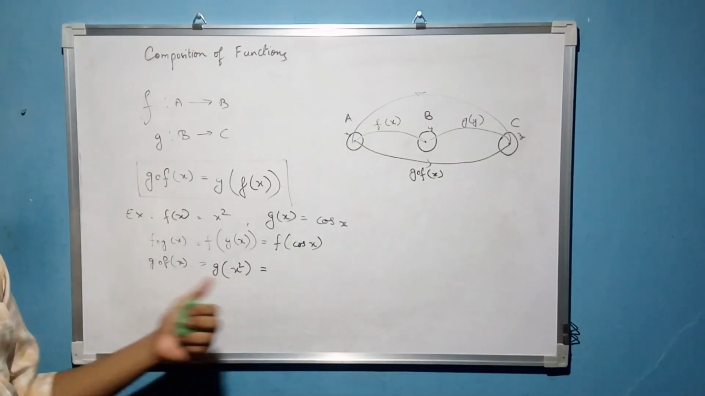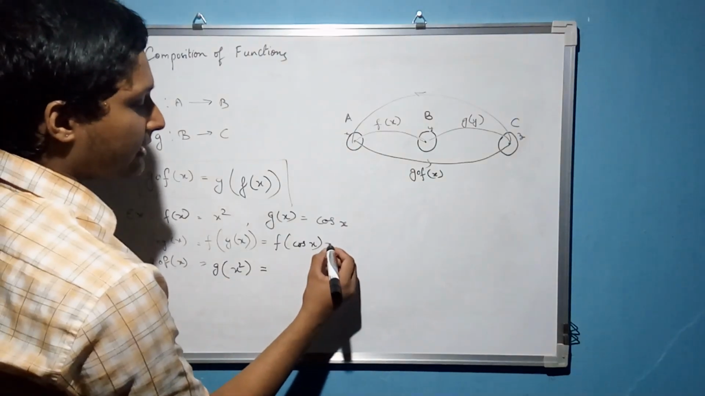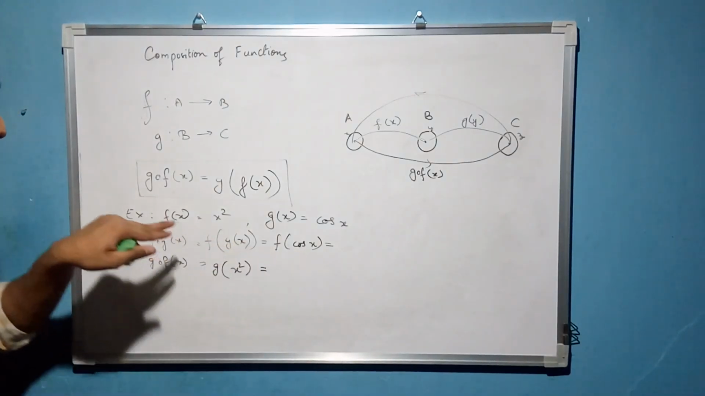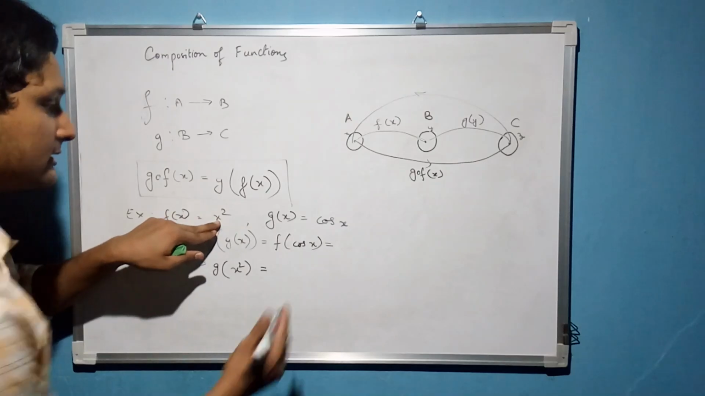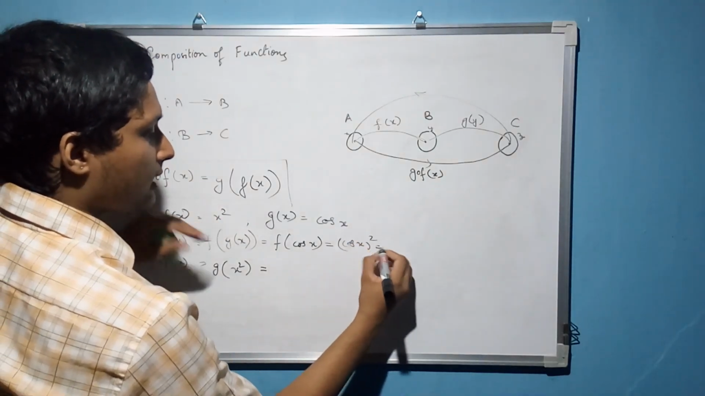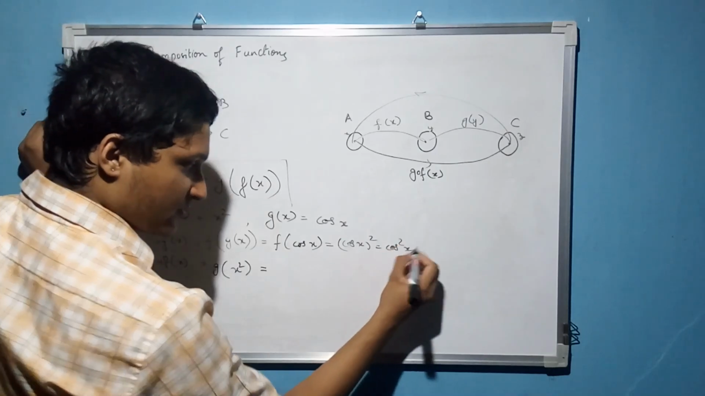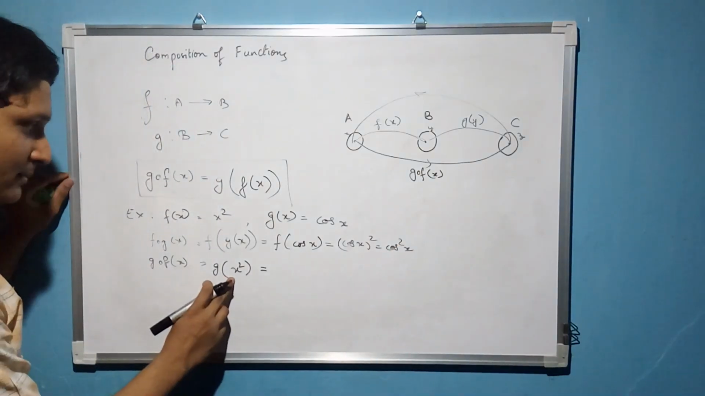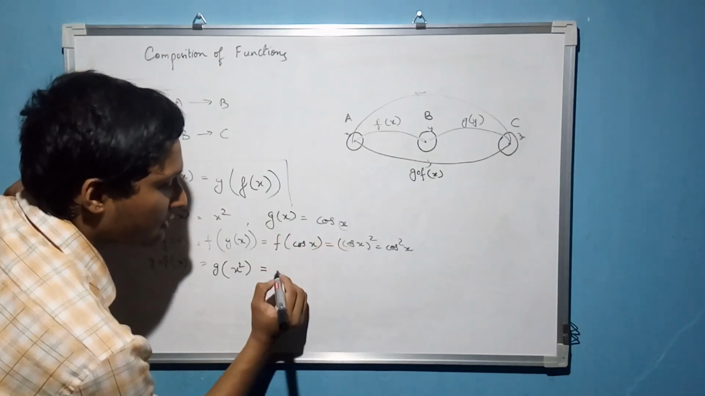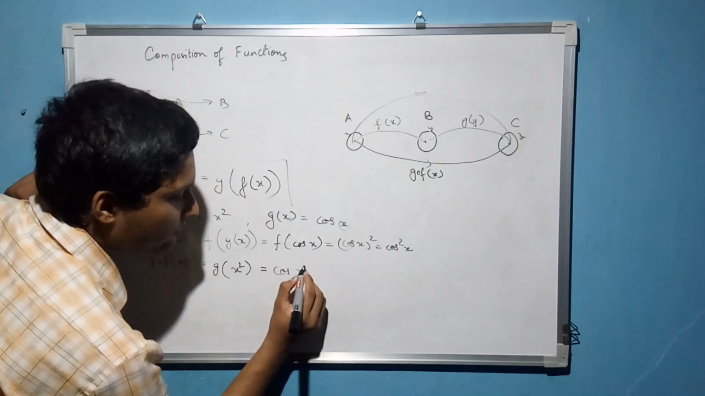f of x was x square. So f of x, f of cos x: in place of x, you are going to put cos x. This becomes cos x whole square, or cos square x. For the other one, in place of x, I'm going to replace it by x square. This becomes cos of x square.